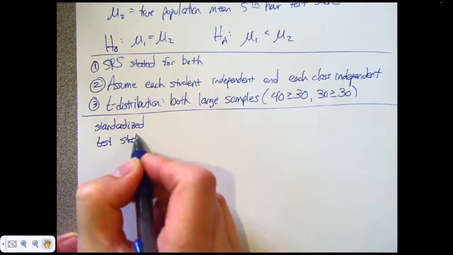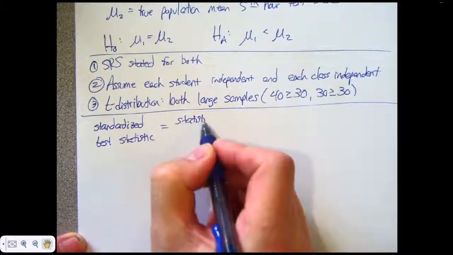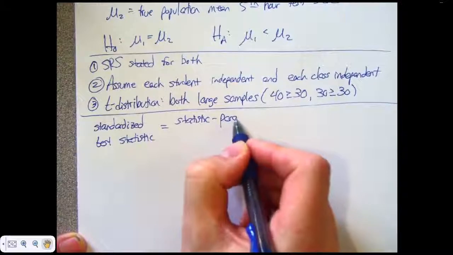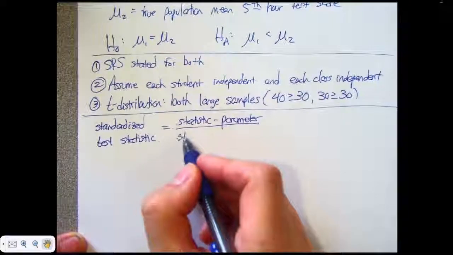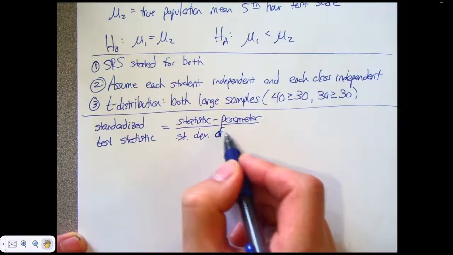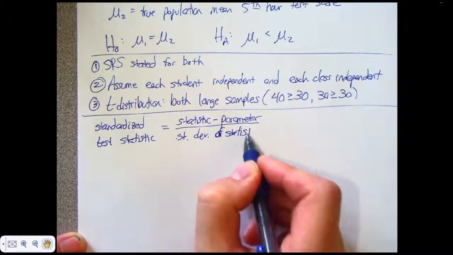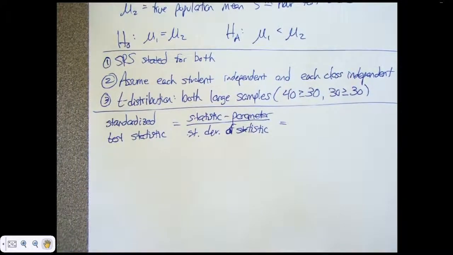So standardized test statistic equals statistic minus parameter. Part of it I'm trying to go fast. I know this is boring. You guys have been doing these for a while now. So you just write down the formula.